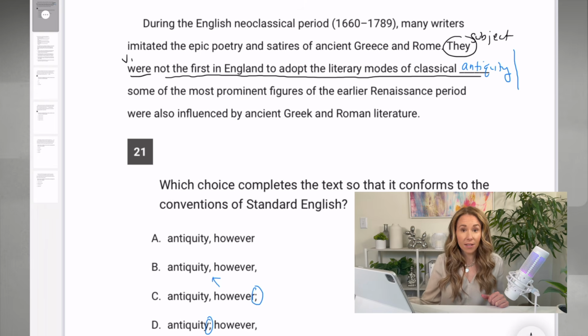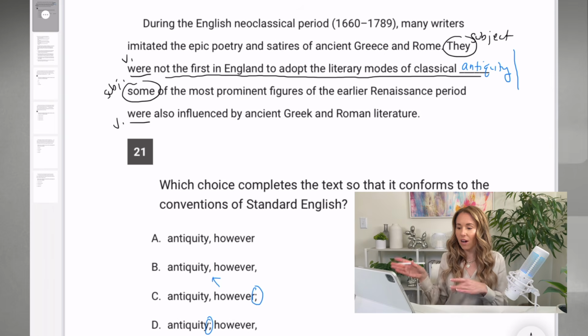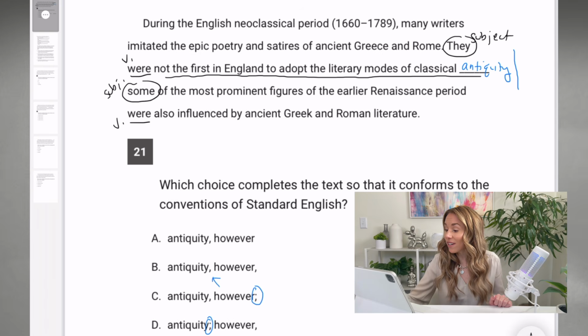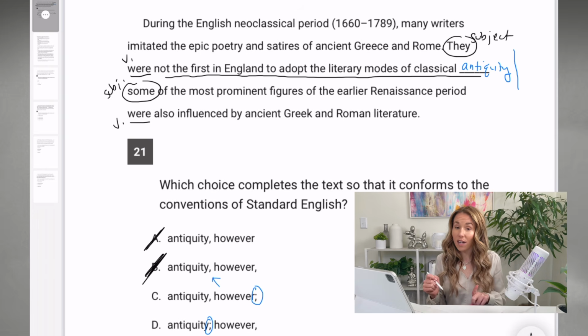Now let's figure out the second side. The second side says, some of the most prominent figures of the earlier Renaissance period were also influenced by ancient Greek and Roman literature. That sounds complete to me. I've got a subject, some. I've got were as my verb, because all that stuff after the of is just describing more about the subject, some. And then I have the rest of the sentence. I'm not going, huh? What's going on? So if I have two complete sentences, I know I need a semicolon to separate those. I'm going to get rid of A and B. Okay, part one of this type of question is done.